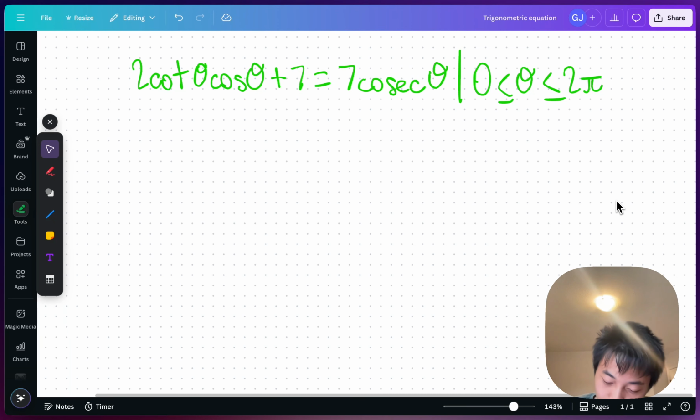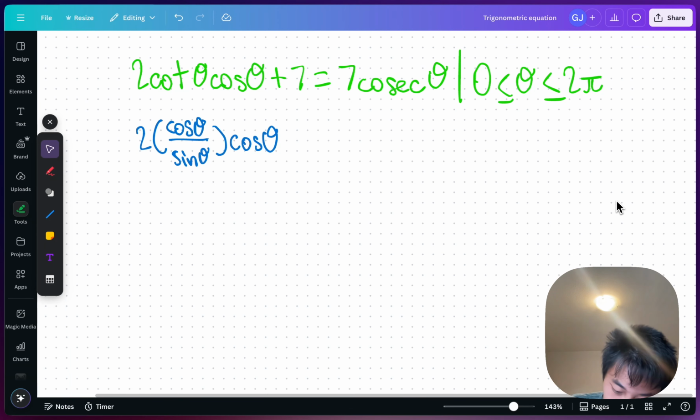So the first thing we should do is recognize that we can expand this equation and simplify it into something more comprehensible. So we can rewrite the first factor as cotangent, which is the inverse of tangent, which is going to be cosine over sine, and times cosine plus 7 equals 7 cosec, and this is the inverse of sine, so 1 over sine.